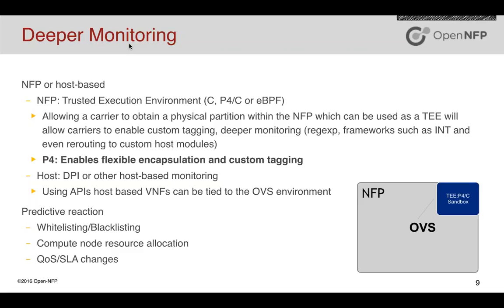And again, I've just got a few examples of what kind of things you want to look at with predictive reaction, as I call it. Whitelisting, blacklisting: this would be if you see particular flows which are suspicious and want to block them. Compute node resource allocation: this would be if you saw particular VFs which were struggling, not able to handle the amount of packets coming through them. You can notice that through things like timestamping, which I'll show you later. That would give you a warning, and you can pass that up to the user who can then adjust. And obviously quality of service and service level agreements.